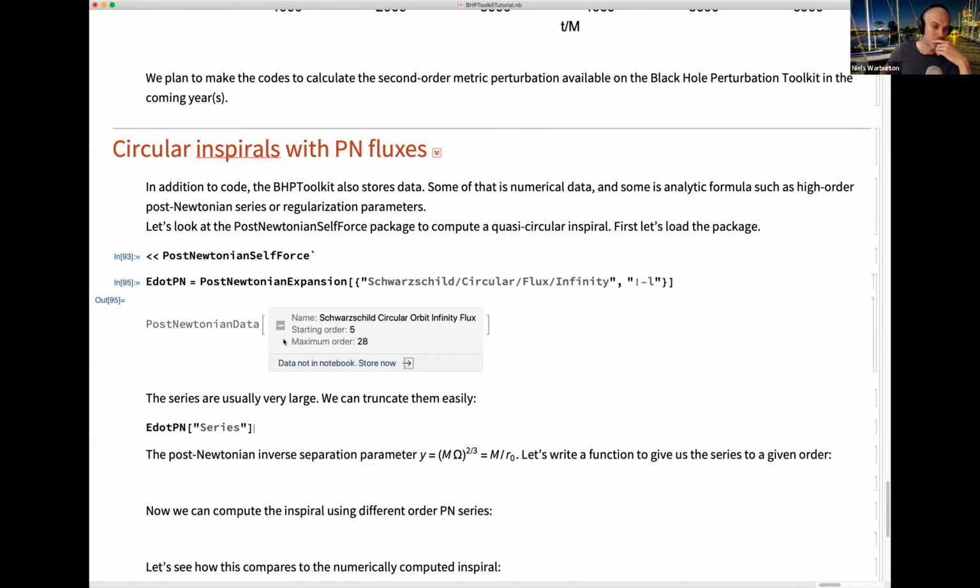And there's a little bit of extra data there. You can actually see this is a very high order post-Newtonian series. It starts at basically x to the 5 and goes to x to the 28. So it's a 22.5 PN series actually in this case.